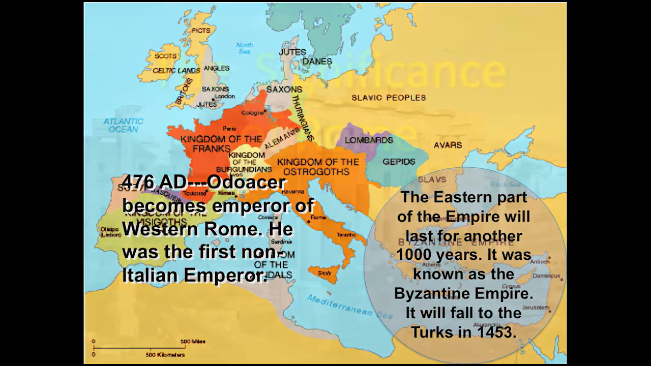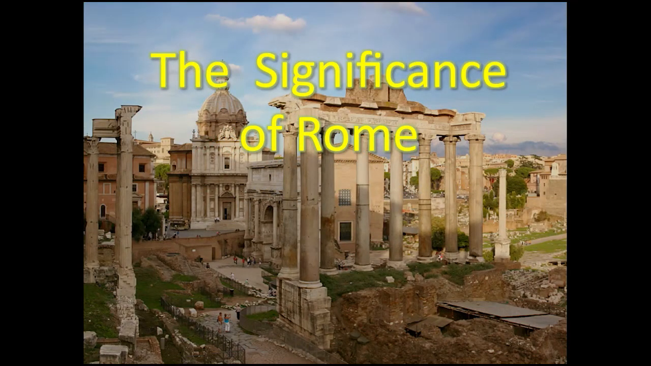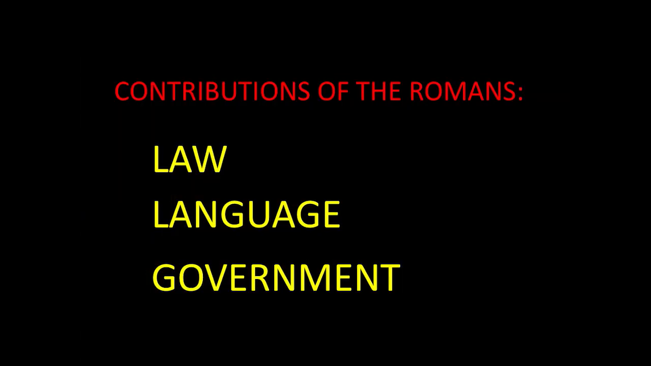Now, why is it important? Well, there's a significance to Rome. There are 3 things that we need to remember that Rome gave us. First of all, here they are: law, language, and government. The law of the 12 tables and the idea that everybody is equal before the law, that comes from Rome. The Latin language, which is the foundation of our own language, it's the foundation of French, Italian, and Spanish. The Latin language is a very important contribution of the Romans to the Western world.